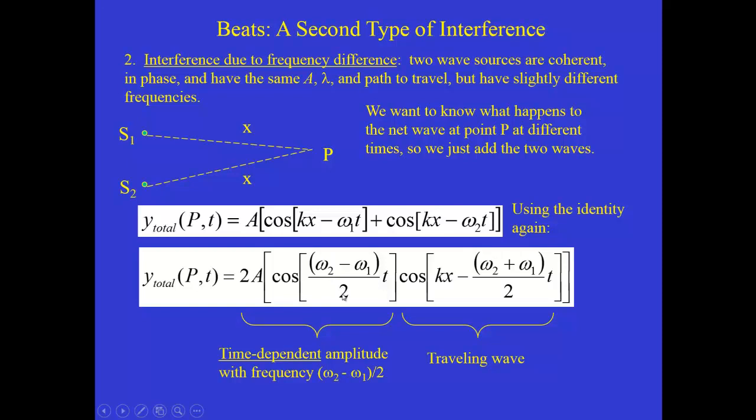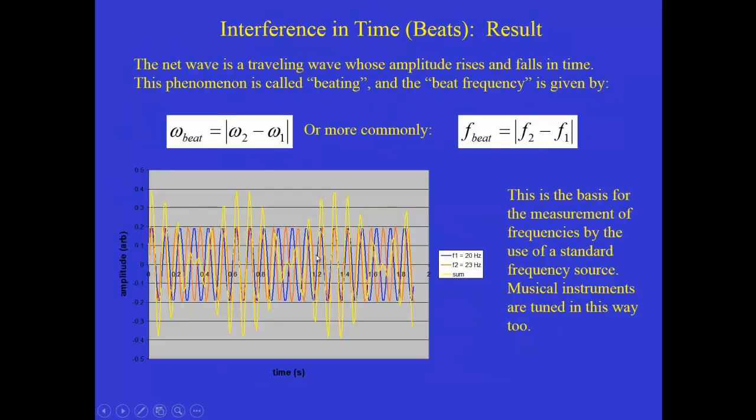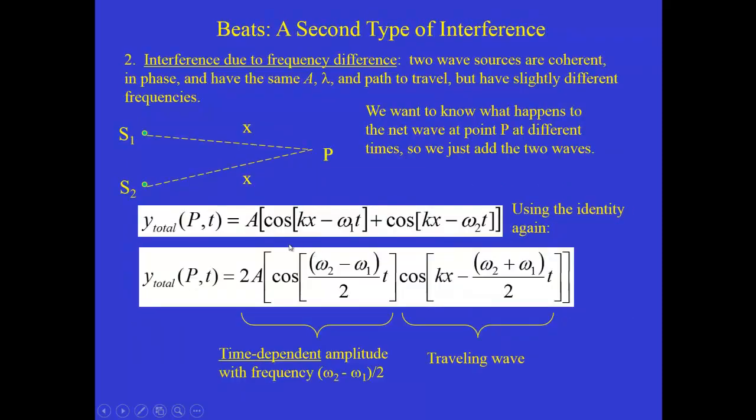And so that means if I'm at point P listening to this happen, there will be some times where I will hear a very, very loud tone, and that will be where the cosine function is equal to 1 or negative 1. Then there will be other times where the cosine function goes to 0 and I won't hear anything at all.